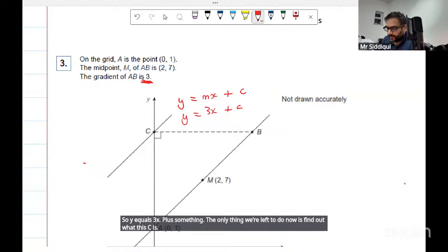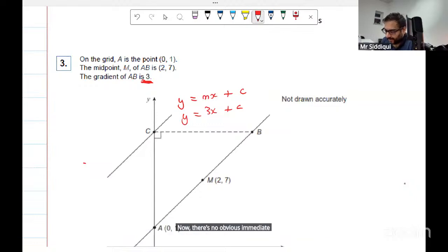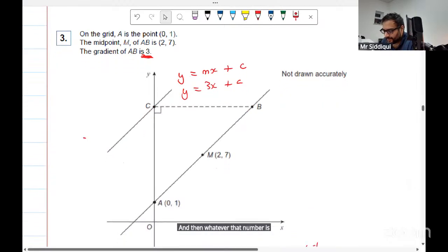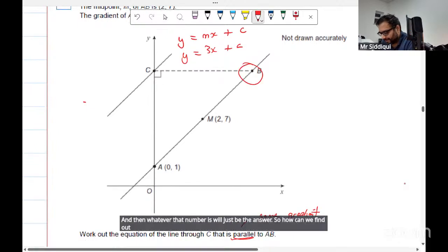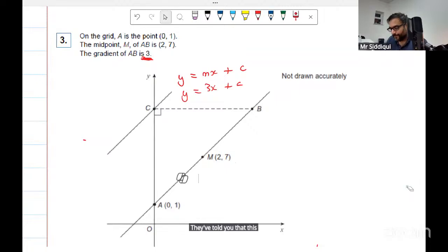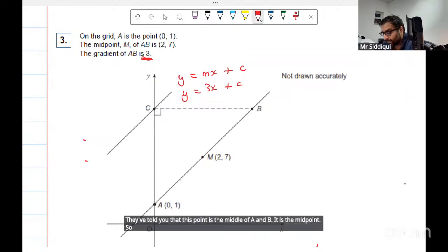There's no obvious immediate way to find that, but because we know this is in line with this, if I can figure out what this coordinate is, then the y coordinate here will be exactly the same. And whatever that number is will be the answer. So how can we find out what this point B is? They've told you that this point is the midpoint of A and B. There are different ways to do these things.